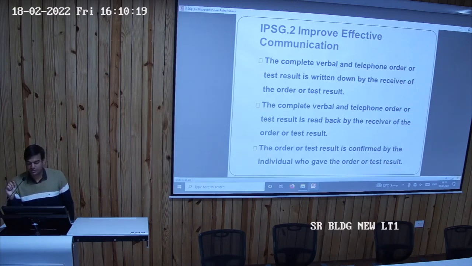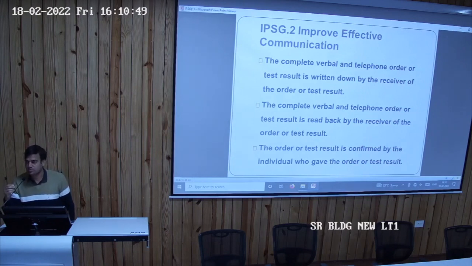The complete verbal and telephonic order or the test result is read back by the receiver of the order or test result. I tell you a tablet paracetamol and you write aspirin. So that's a flaw which can happen with anyone. But the point is, if you read it back to me, I will correct you at that step. If you do not cross-check it, that's going to be given to the patient, right? The order or test result is confirmed by the individual who gave the order or test result.